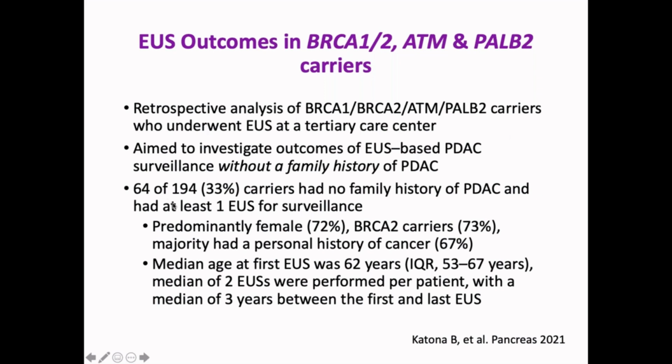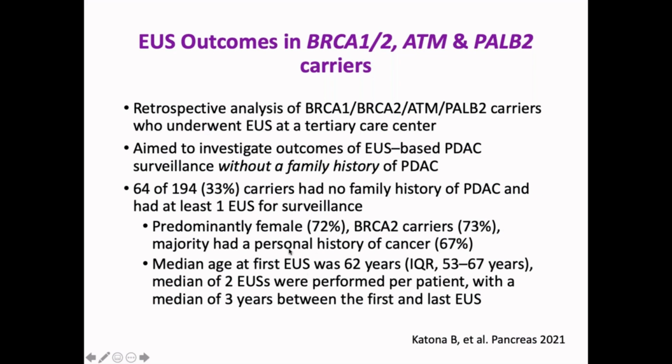So among 194 carriers, 64 of them, 33%, had no family history of pancreatic cancer. But this cohort underwent an endoscopic ultrasound for surveillance. They were predominantly women, BRCA2 carriers at 73%, with only a small handful of ATM and PALB2 mutation carriers, and a majority of them had a personal history of some other cancer.